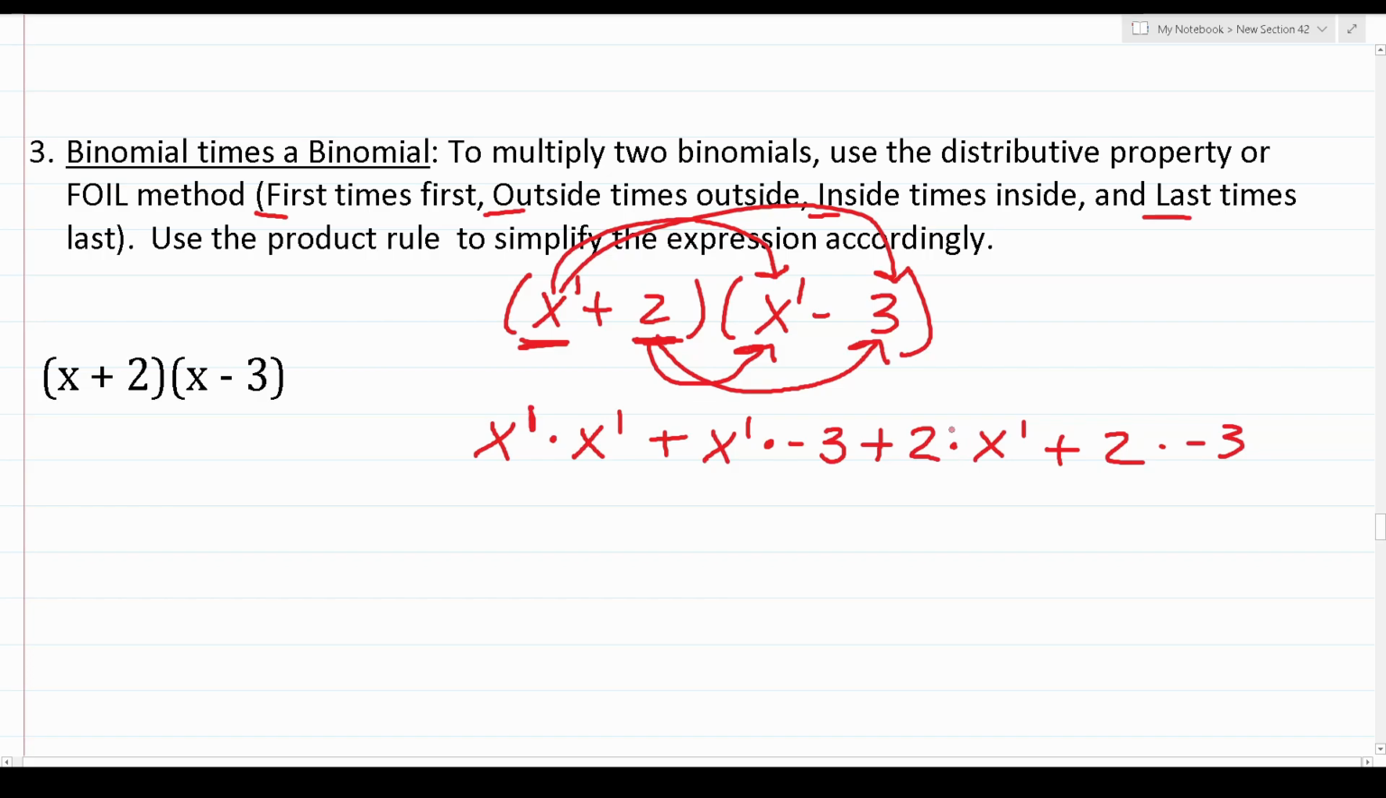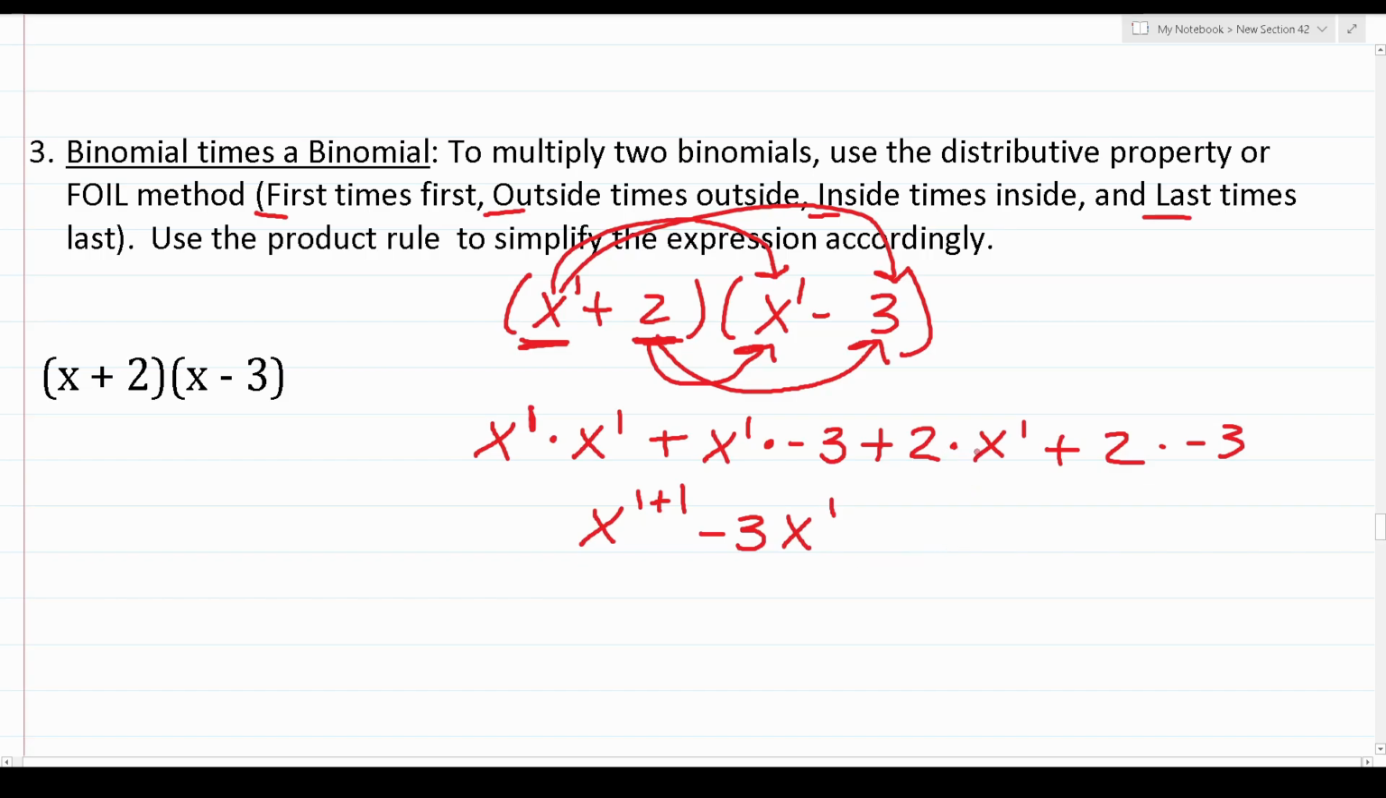All right, let's go ahead and use the product rule to simplify this expression accordingly. So right here, we can use the product rule to make this x to the 1 plus 1. And then right here, we have x to the first times negative 3. So we're not going to use the product rule. Instead, we're just going to write this like this: minus 3x to the first.